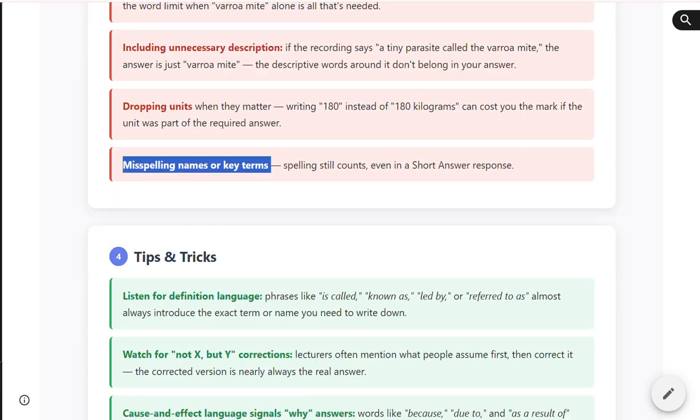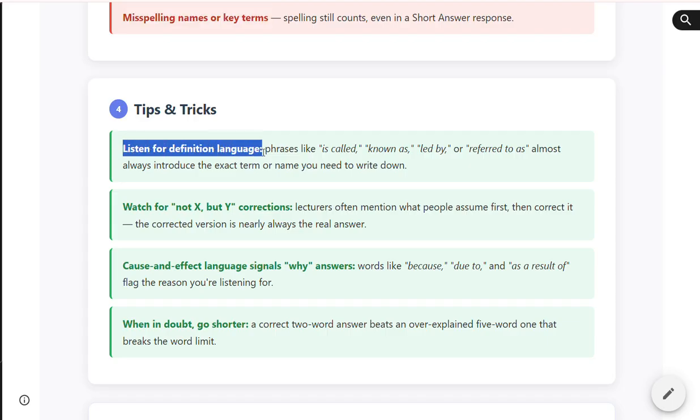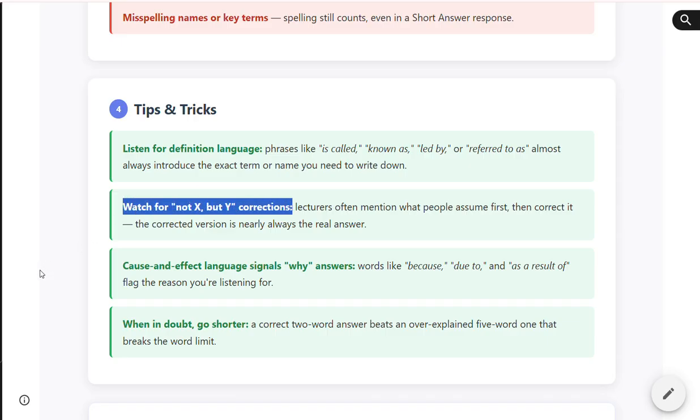Finally, the traps. Listen for definition language like is called, is known as, or is referred to as, because that almost always introduces the exact term you need. Watch for not X, but Y corrections, where the speaker mentions the common assumption first and then corrects it. Like predators being ruled out in favor of the varroa mite, or campus gardens being ruled out in favor of lime trees. The corrected version is nearly always the real answer. And when a number gets corrected mid-sentence, always go with the final, corrected value. When in doubt, go shorter. A correct 2-word answer beats an over-explained 5-word one that breaks the limit.